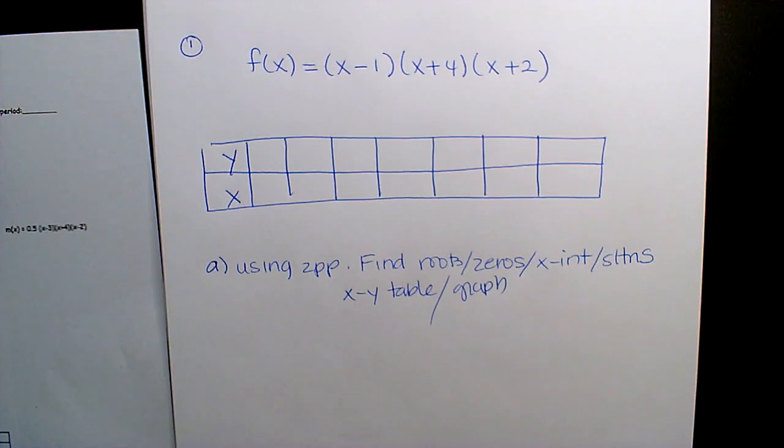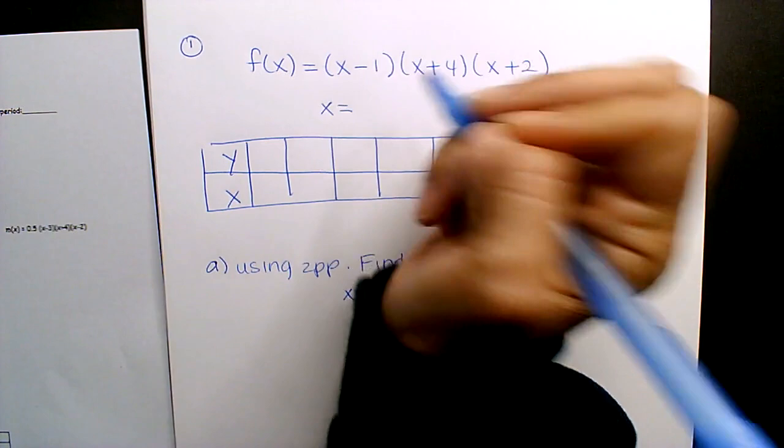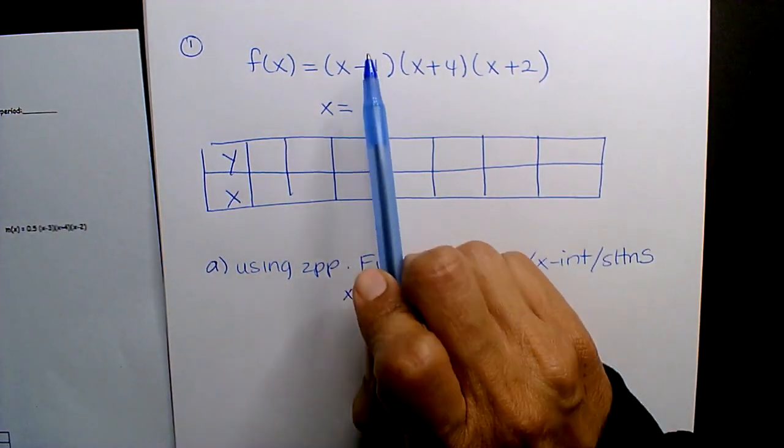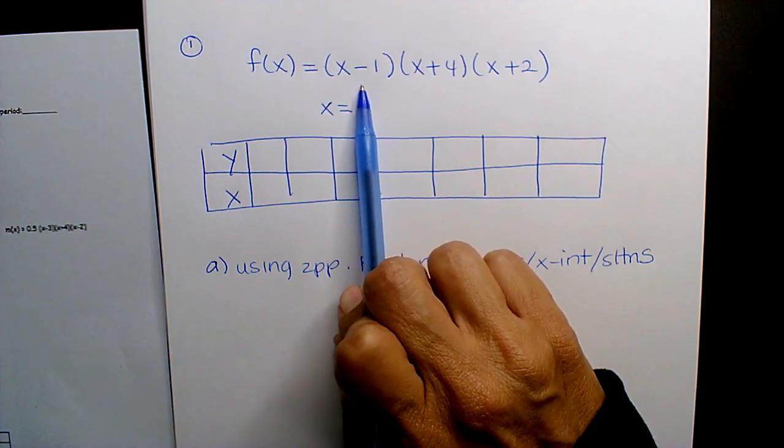All right, look. There's our cubic function. The first part says, using the zero product property, find the roots, zeros, x-intercept, solutions. Those are our synonyms. Knowing the zero product property, what are my x-intercepts? What are my numbers? What's the value x-intercept? What's the solution here? X equal?